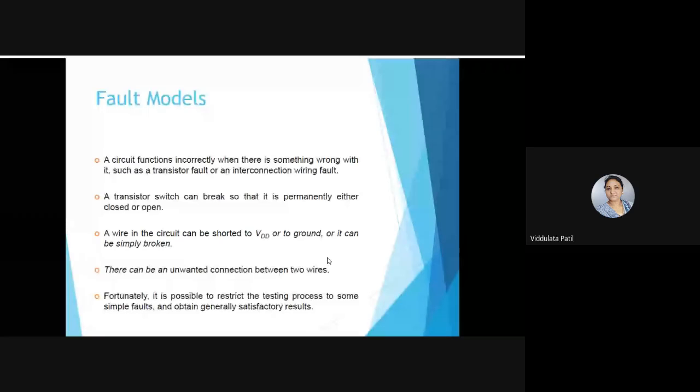So this type of thing happens. While manufacturing also it may happen that a wire is broken and then you are not getting the proper result. Again, there can be an unwanted connection between two wires.